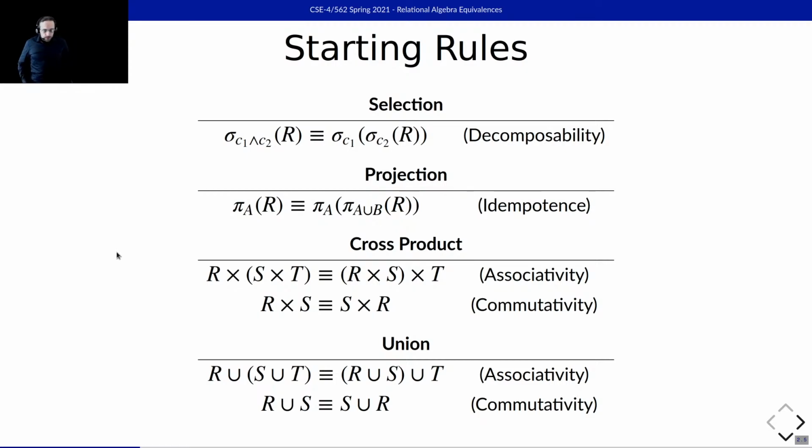Cross product. So very much like multiplication, cross product is both associative and commutative. In other words, you can change the order in which you evaluate things. And remember, because we don't actually care about the order in which the attributes appear, we can also flip the order in which the inputs appear in a cross product. And similarly, union is also associative and commutative. We can change the order of operations and we can flip the order of the inputs as we like, because it will always produce the same bag of outputs.